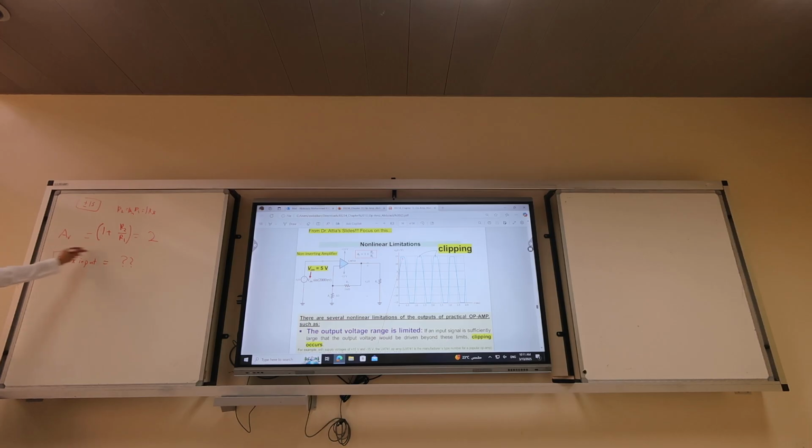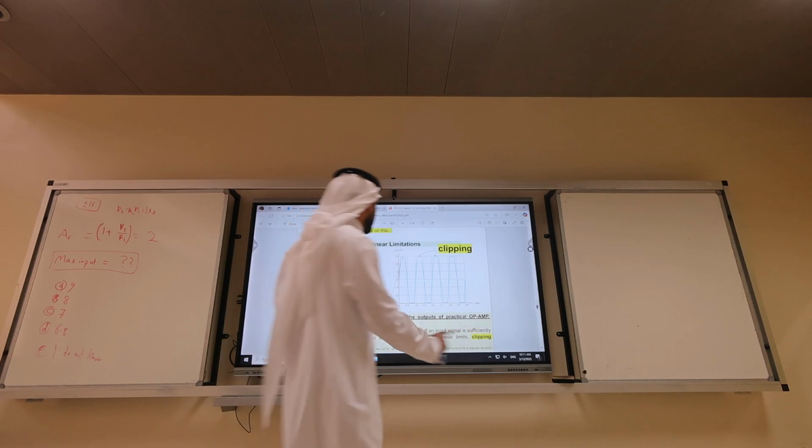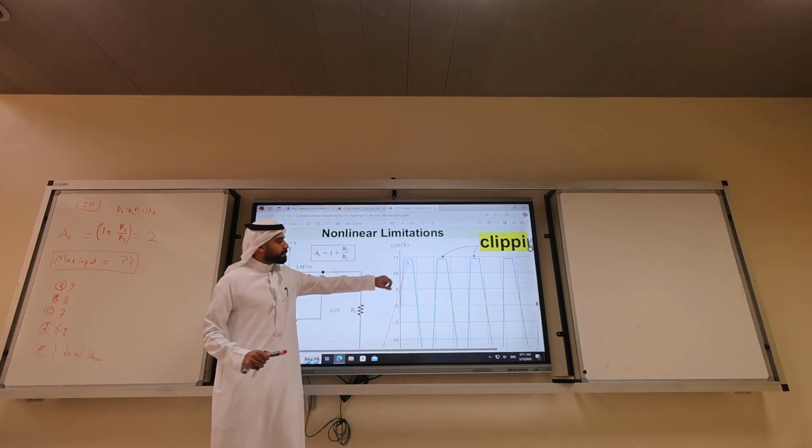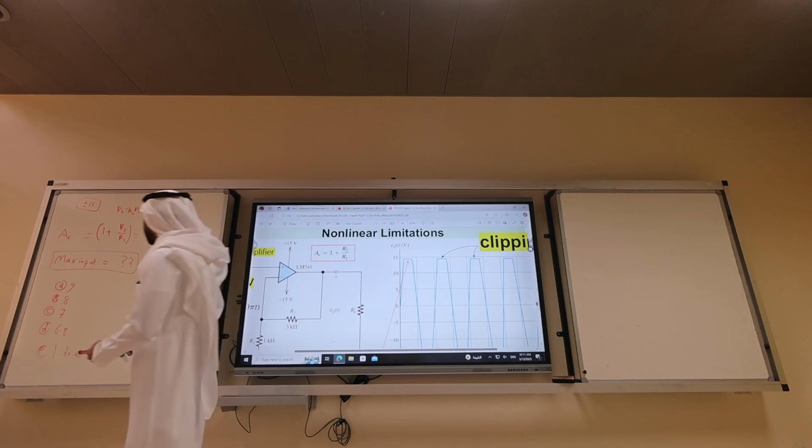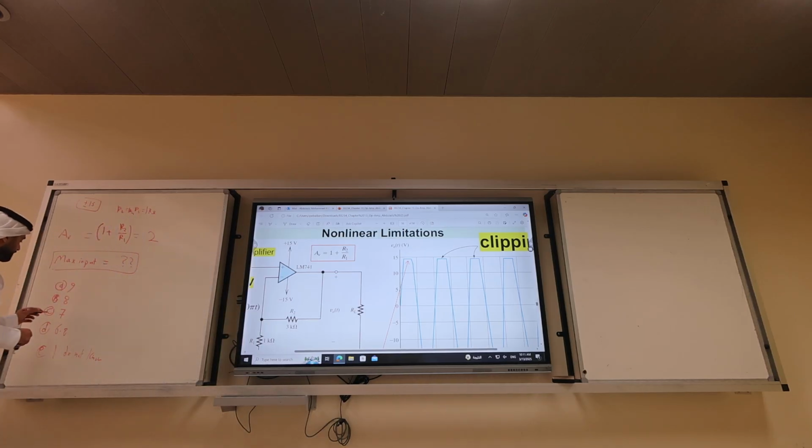The question is, what is the maximum input I can have in order to avoid clipping? And I give you answers. 9, 8, 7, 6.8. I don't know. E, I do not know. What do you see? What do you say? 7. Not really. Be careful. If you put 7, oh, not 7. I got it.